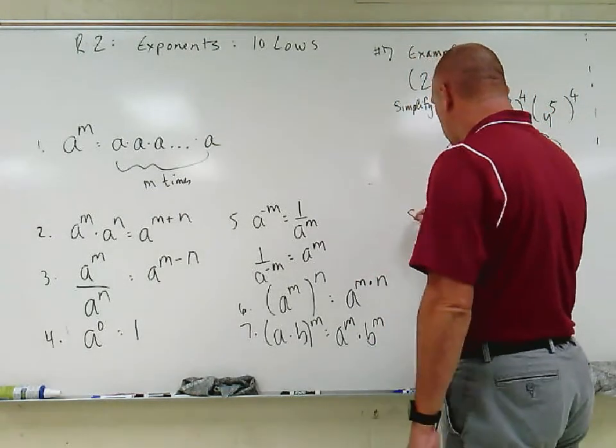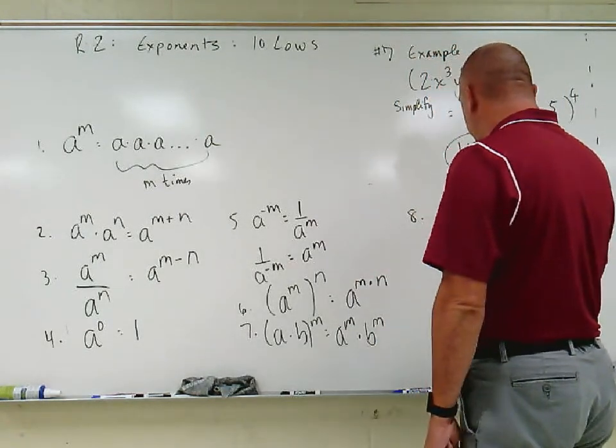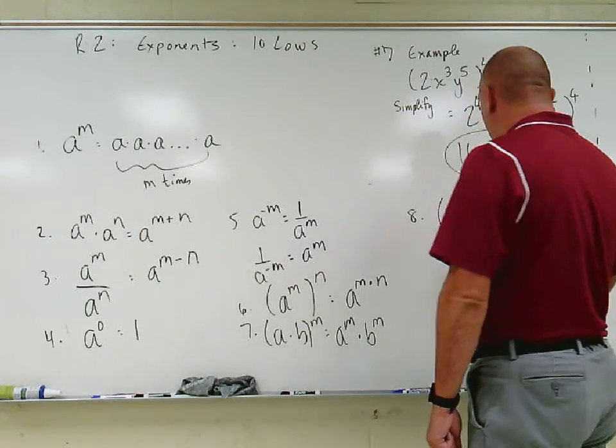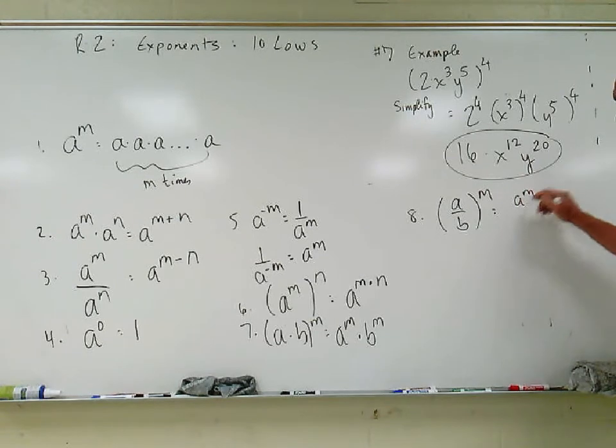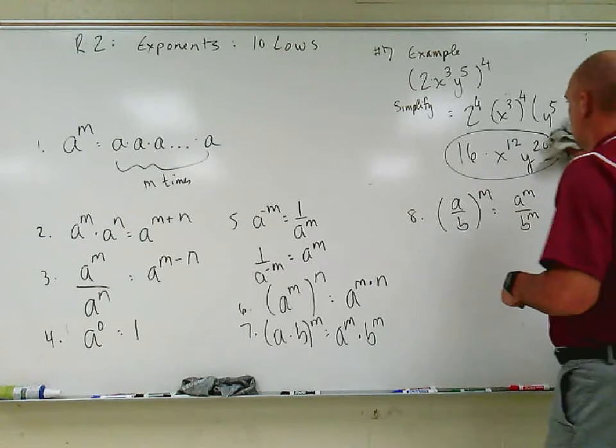Rule 8 says if you have division to a power, you can raise each of those to that power, a to the m over b to the m. So I'll show you what I'm talking about.